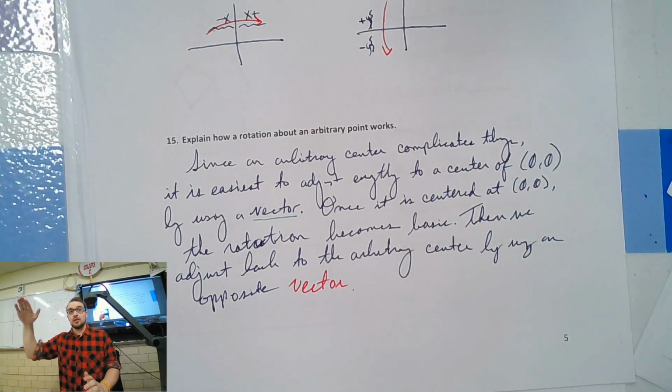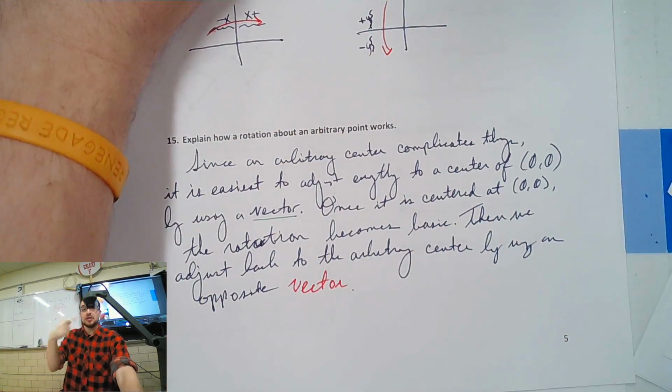We move it with a vector to the origin to make it easier. Then we do a rotation. Then we move it back to get the real answer. That's all I'm looking for. Can you write that? I know you can. If you need help with this and you can't remember what I said, watch the video.